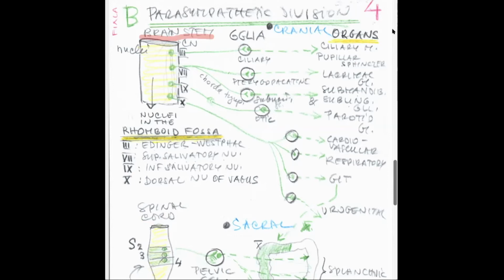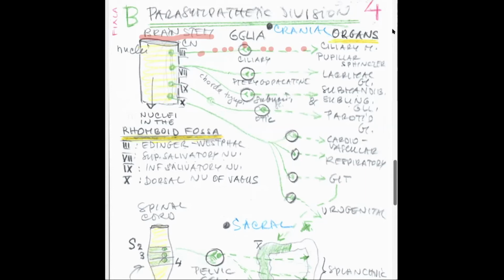Nucleus number 3, Edinger-Westphal nucleus. We follow the preganglionic fibers, the neuron number 1, which synapses in the ciliary ganglion, and then the postganglionic fibers, or the neurons, end at the level of the ciliary muscle. We said it's important for accommodation, for focusing on nearby subjects, and also for the pupillary sphincter muscle, narrowing the pupil depending on the amount of light falling on the retina.